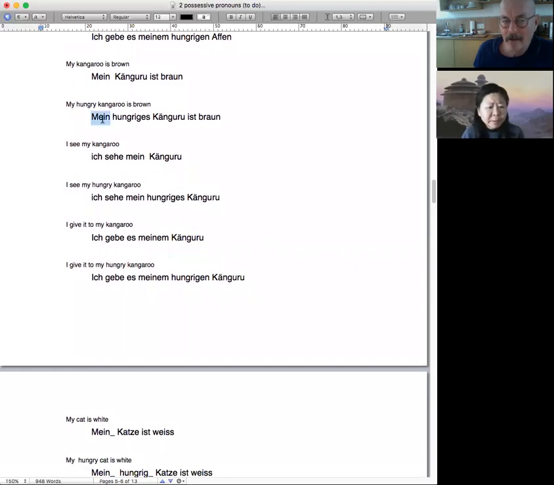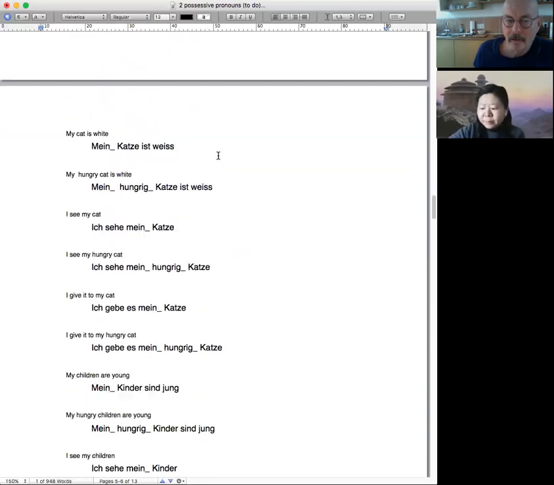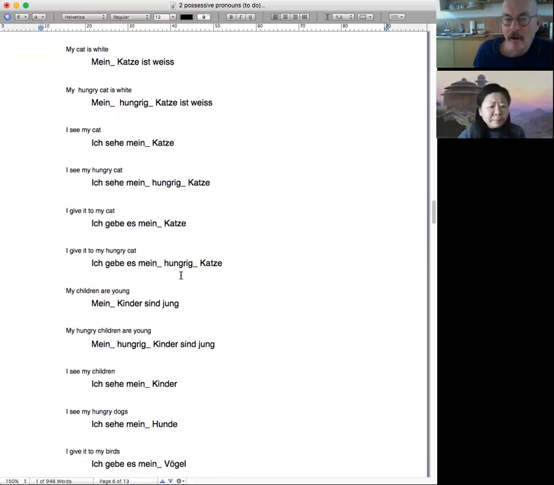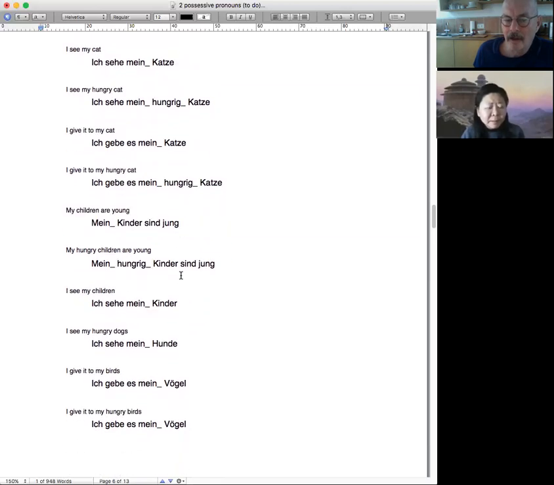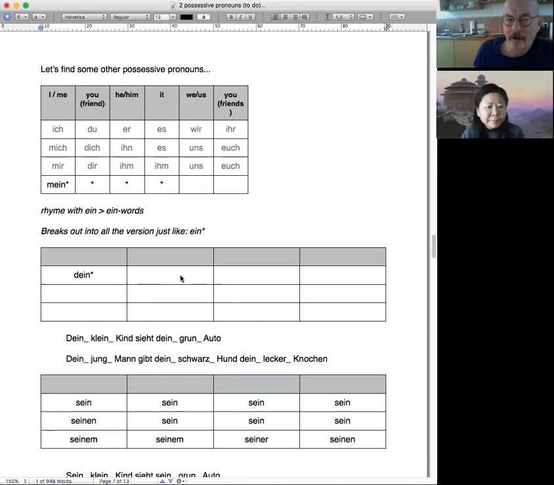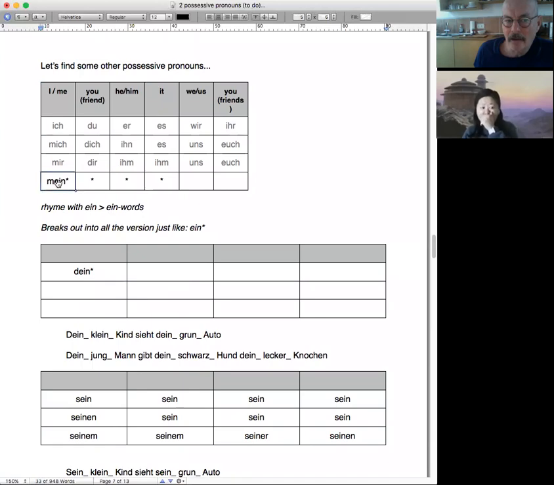If you have mein, it's the same as ein. It can either be R or S. It depends on what the noun is. If it's neuter, it's S. This is feminine. It's pretty easy. There's more. This mein star is what comes with ich, mich, mir, mein.